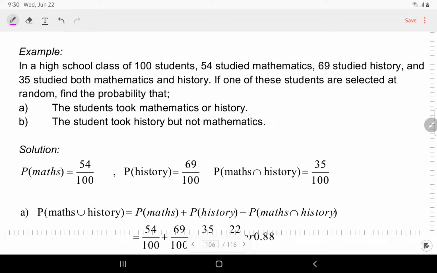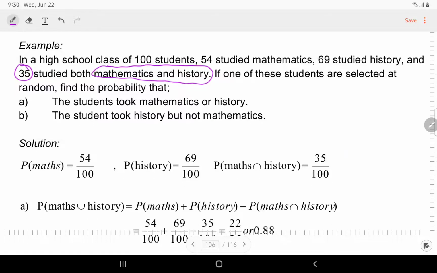Okay, the first hint is dia bagi dekat sini. 45 students studied maths. So the probability for maths, P maths, is equal to 54 divided by 100. Okay, and probability for history, P history, equals 69 divided by 100. Okay, and probability for maths intersect history. Kenapa intersect kat sini? Sebab 35 students studied both maths and history. Dia study dua-dua. So maths intersect with history equals 35 over 100.